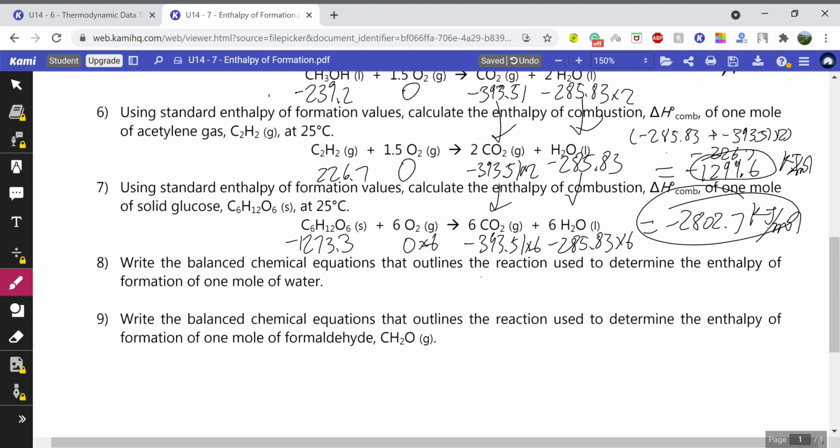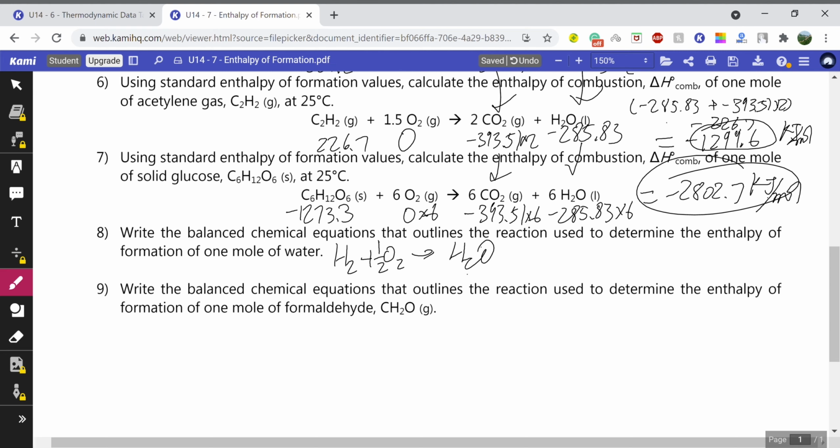Number 8. Write the balanced chemical equation that outlines the reaction used to determine the enthalpy of formation of 1 mole of water. So what forms water? H2 plus O2 forms H2O. But we only want 1 mole of water. 1 mole of water has 1 H2, which matches over here, but only 1 oxygen. So we're going to have to multiply this by 1/2 and put this over here. So H2 plus 1/2 O2 makes 1 mole of H2O.